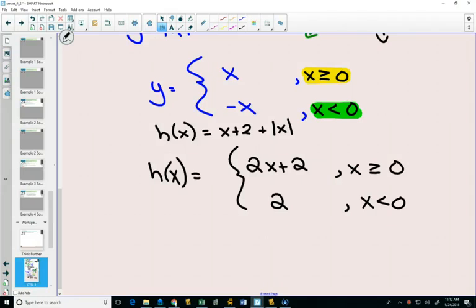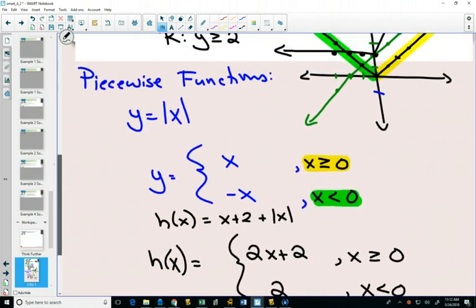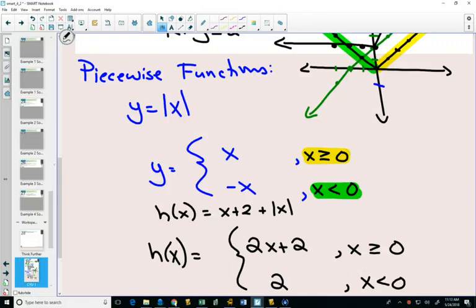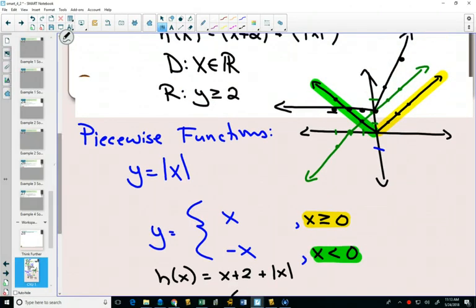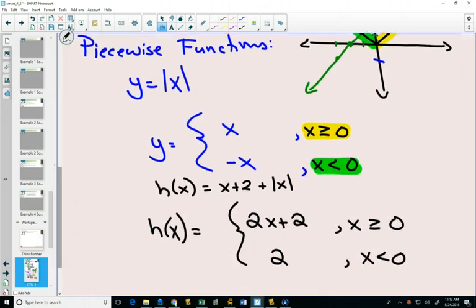And now that I've written it as a piecewise function, does the black graph really match up? When x is less than 0, is it just y equals 2? Yes. When x is bigger than 0, do we have a line with a y-intercept of 2 and a slope of 2, up 2 over 1, up 2 over 1? Yes. So writing this one as a piecewise function can really help us see what the graph looks like.